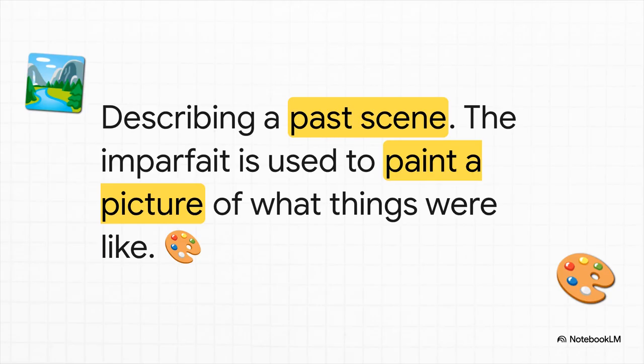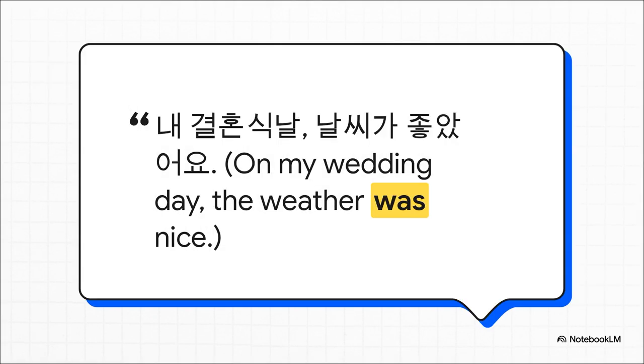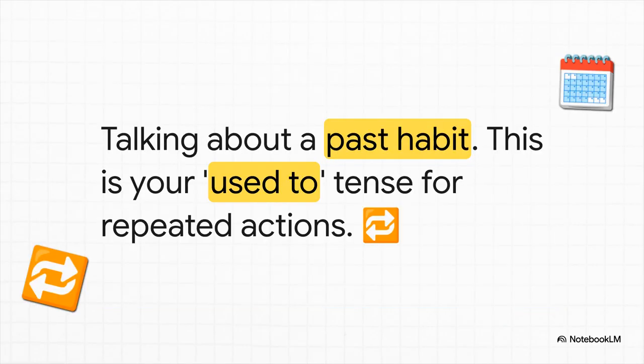Its first big job is just describing a past scene. Literally, painting a picture with your words. Perfect example. On my wedding day, the weather was nice. Think about it. The nice weather wasn't a single action that happened and then stopped. It was the condition, the atmosphere for the entire day. It was the background. That is a textbook job for the imparfait. Il faisait beau.